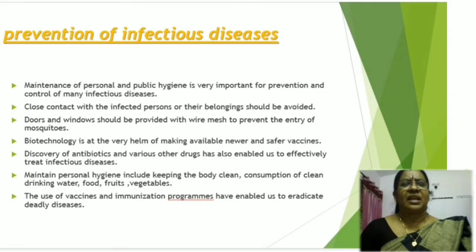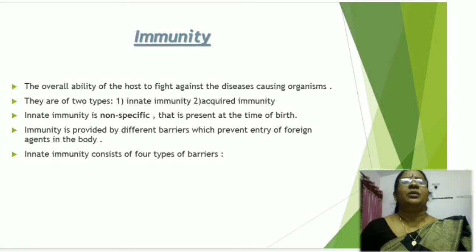So, the prevention of infectious disease. Personal and public hygiene is very important. Different methods are adopted to prevent insect-borne pathogens, that is use mosquito nets, spraying insecticides, and doors and windows should be provided with wire nets.